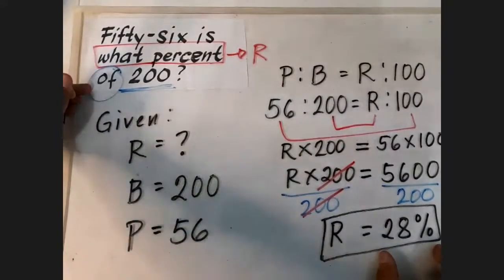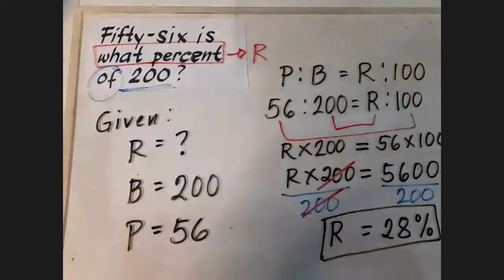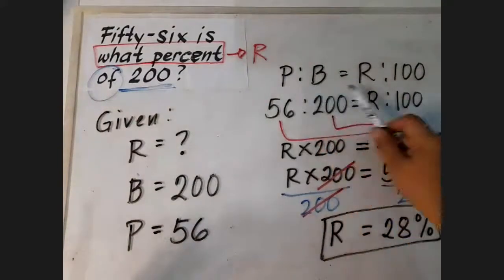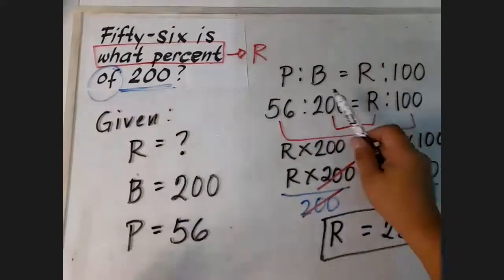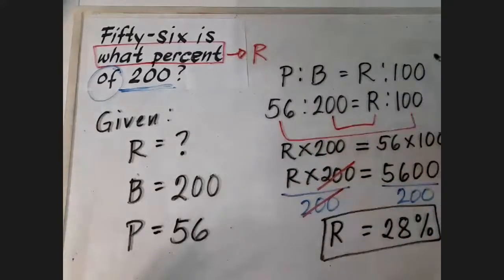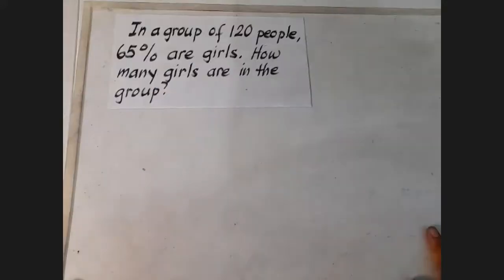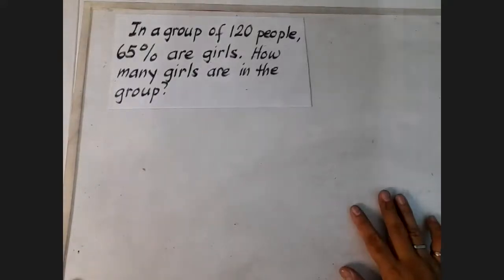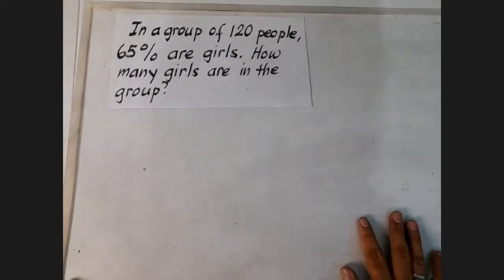Okay, so as you can see, hindi natin binago yung working equation natin. Yun pa rin ang ginagamit natin. P is to B equals R is to 100 and we solve for whatever is asked or kung ano man yung naka-question mark doon sa ating given. Okay, problem number 4 says, in a group of 120 people, 65% are girls. How many girls are in the group?